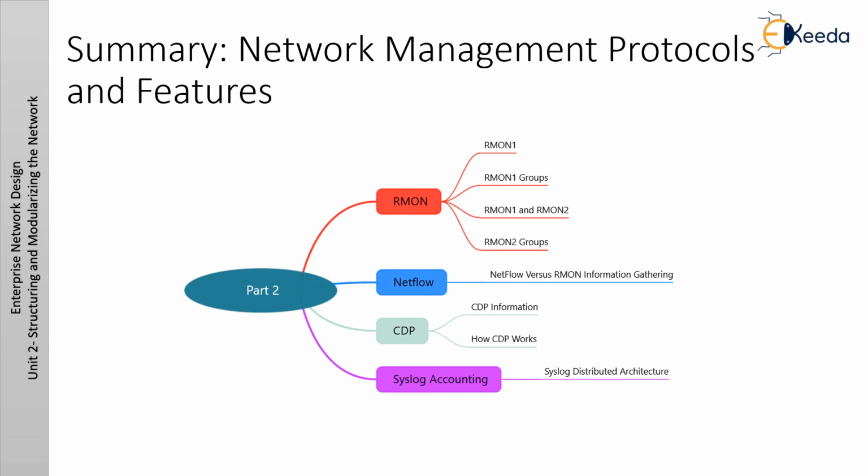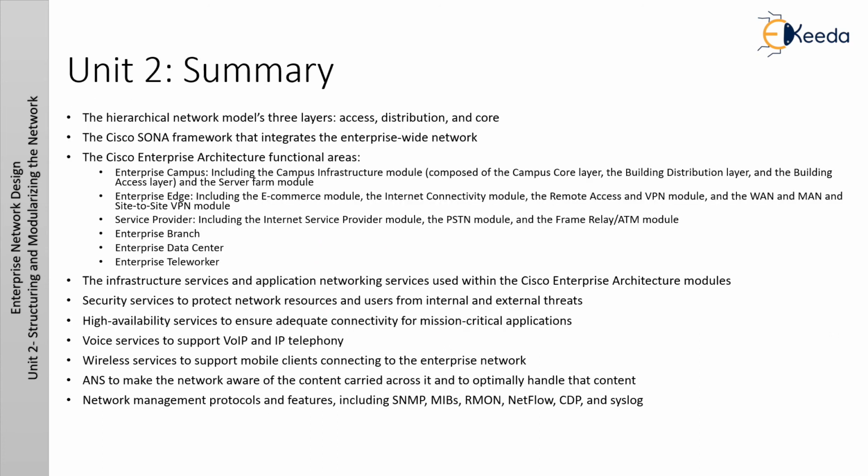So in this part 2, we have covered RMON, NetFlow, CDP and Syslog. With this we finish Unit 2. We have covered the hierarchical network model: three layers, access, distribution and core. The Cisco SONA framework that integrates the enterprise-wide network. The Cisco Enterprise Architecture functional areas like enterprise campus, enterprise edge, service provider, enterprise branch, enterprise data center, and enterprise teleworker. The infrastructure services and application networking services used within the Cisco Enterprise Architecture model.